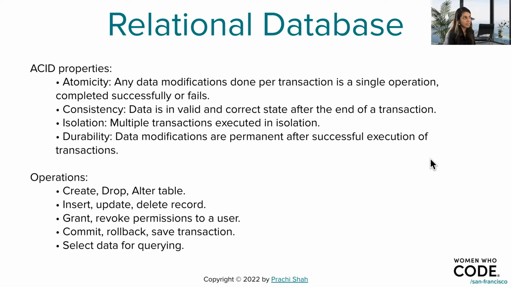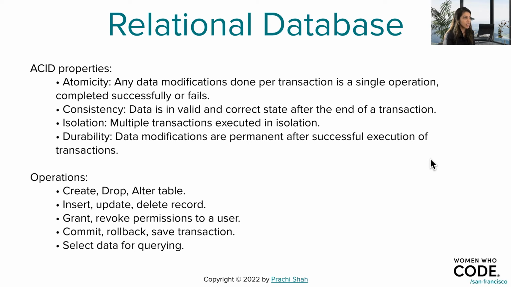The other property is consistency. Data is in a valid and correct state after the end of a transaction. So if you have the atomicity property, your transaction completes, and that renders your data or your database system in a valid and correct state. You should not make incorrect modifications to the data, or non-compliant changes to your data or your database. So your data and your database should always be in a valid and correct state after the transaction or any kind of data modification that has happened.